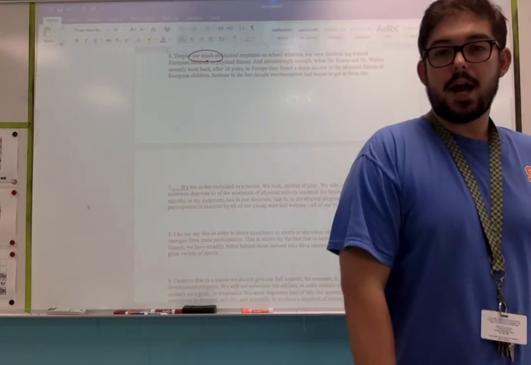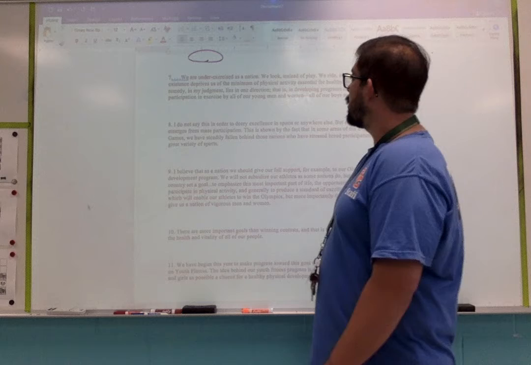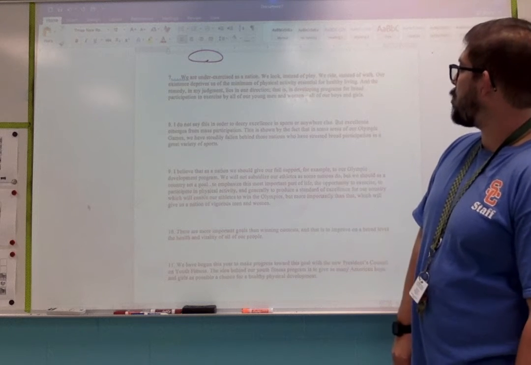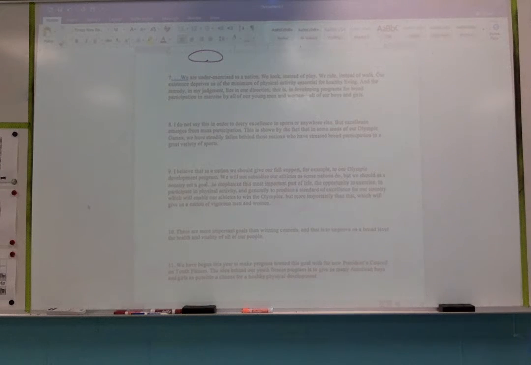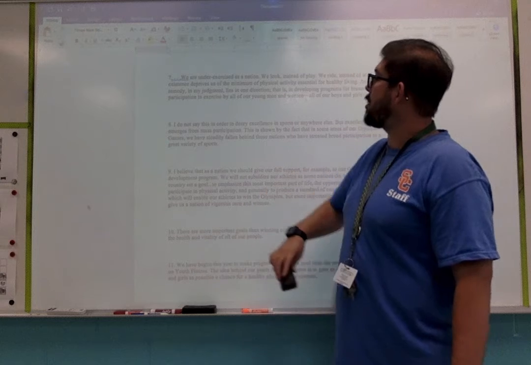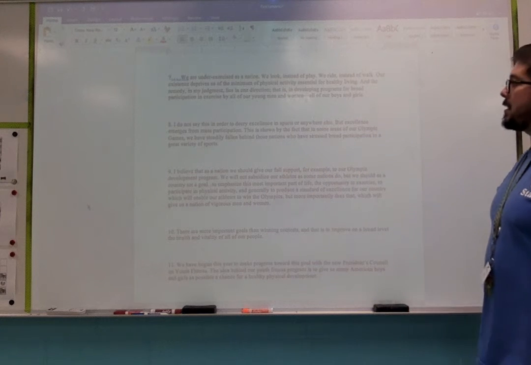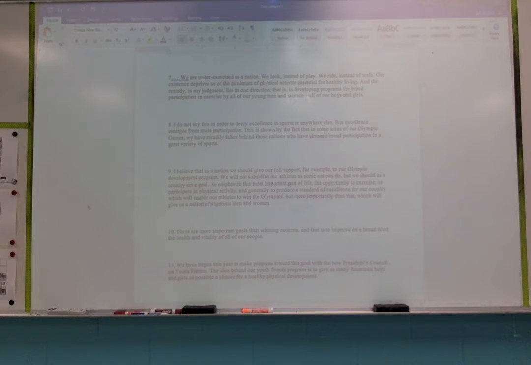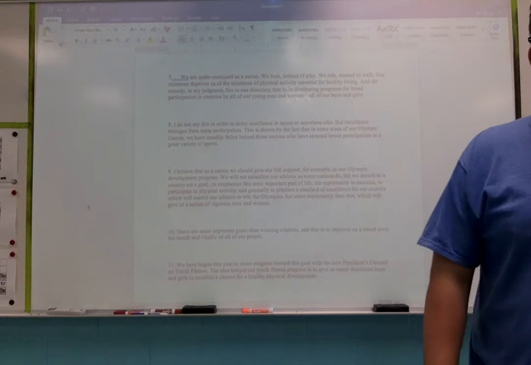We are under-exercised as a nation. We look instead of play. We ride instead of walk. Our existence deprives us of the minimum of physical activity essential for healthy living, and the remedy, in my judgment, lies in one direction. That is, in developing programs for broad participation and exercise by all our young men and women, all our boys and girls.